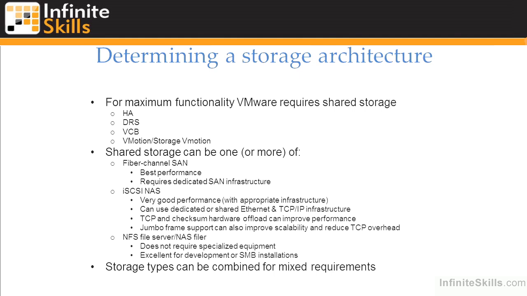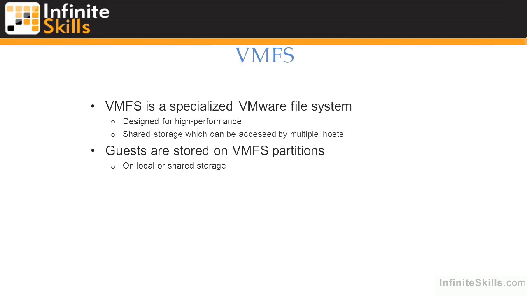But it's important to remember that we can actually mix and match these different storage types, not within the same data store, but to provide different tiers of storage, for example, for virtual machines with different resource requirements or different capacity or performance requirements. And that all requires local SCSI storage, shared iSCSI or shared Fibre Channel storage to be formatted using the VMware file system.